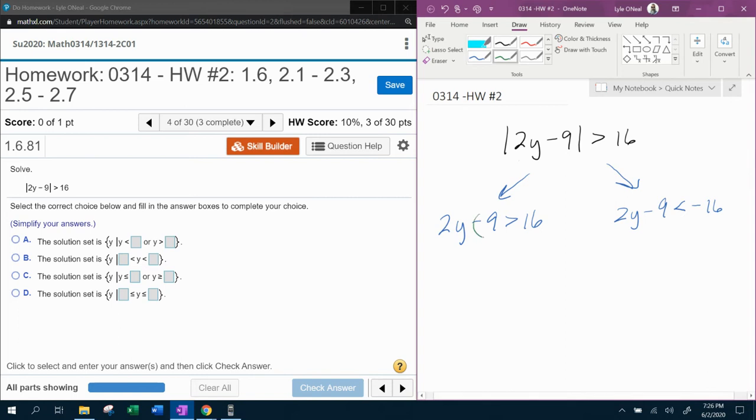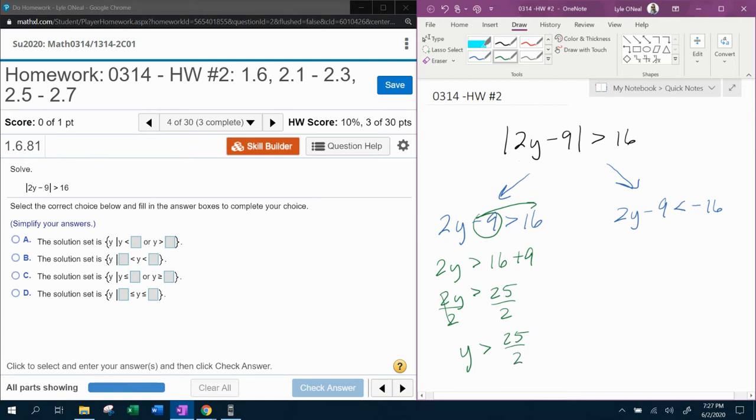So the next step is to bring the negative 9 over. And that's going to give us 2y is greater than 16 plus 9, which is 25. And then we're going to divide both sides by 2. That's going to give us y is greater than 25 halves.